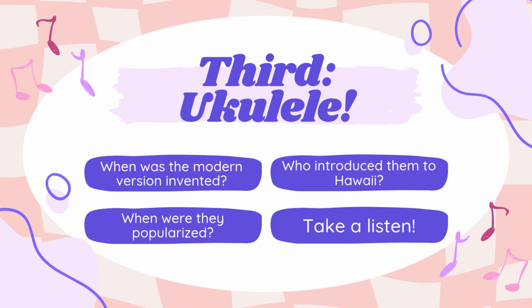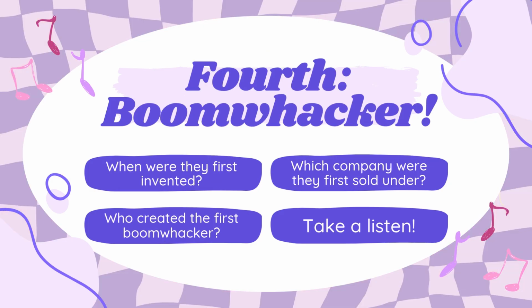The modern version of a ukulele was invented in 1879, and they were introduced to Hawaii by Portuguese settlers. They were popularized by Hawaiians and then shown to the mainland in the 1900s, where there was a huge boom.